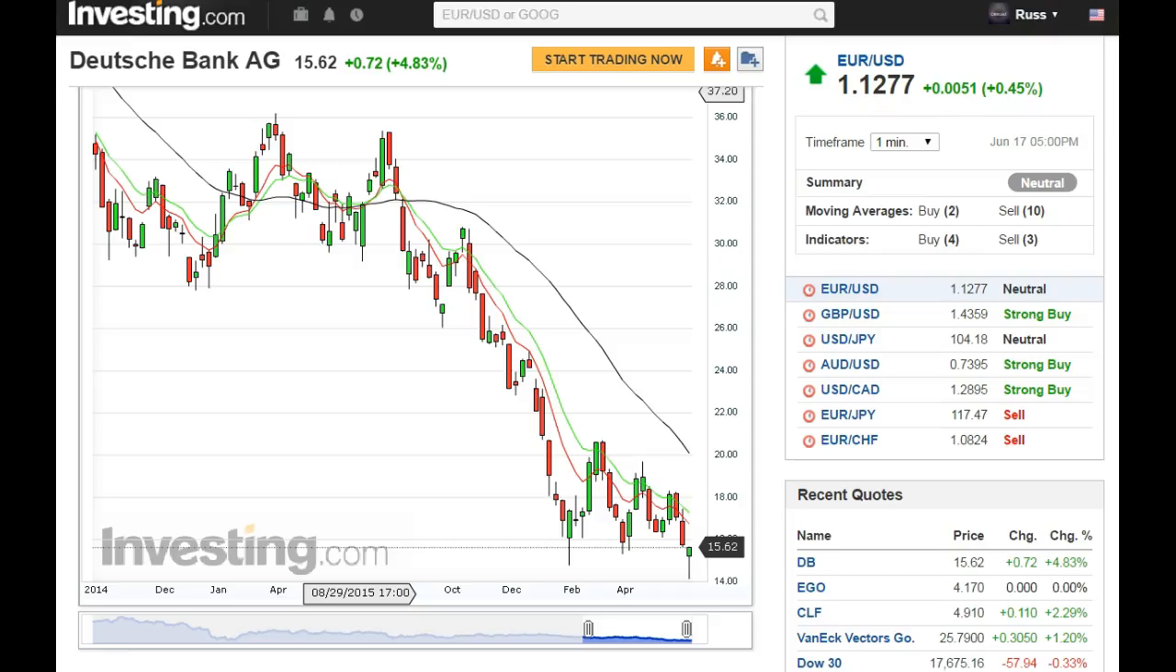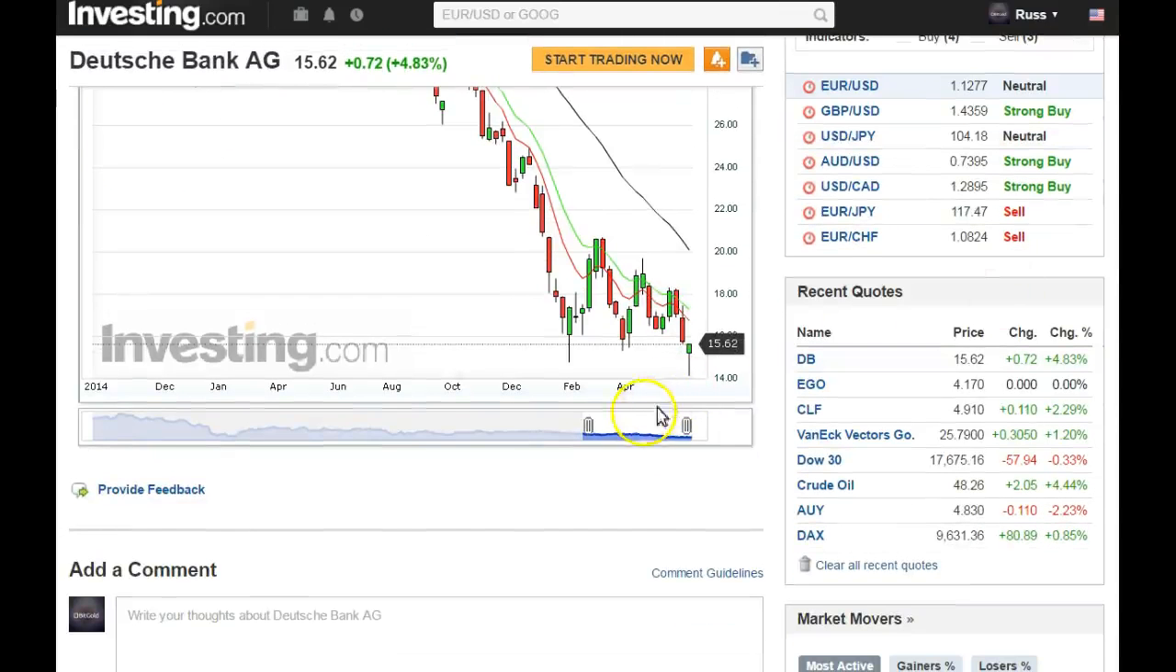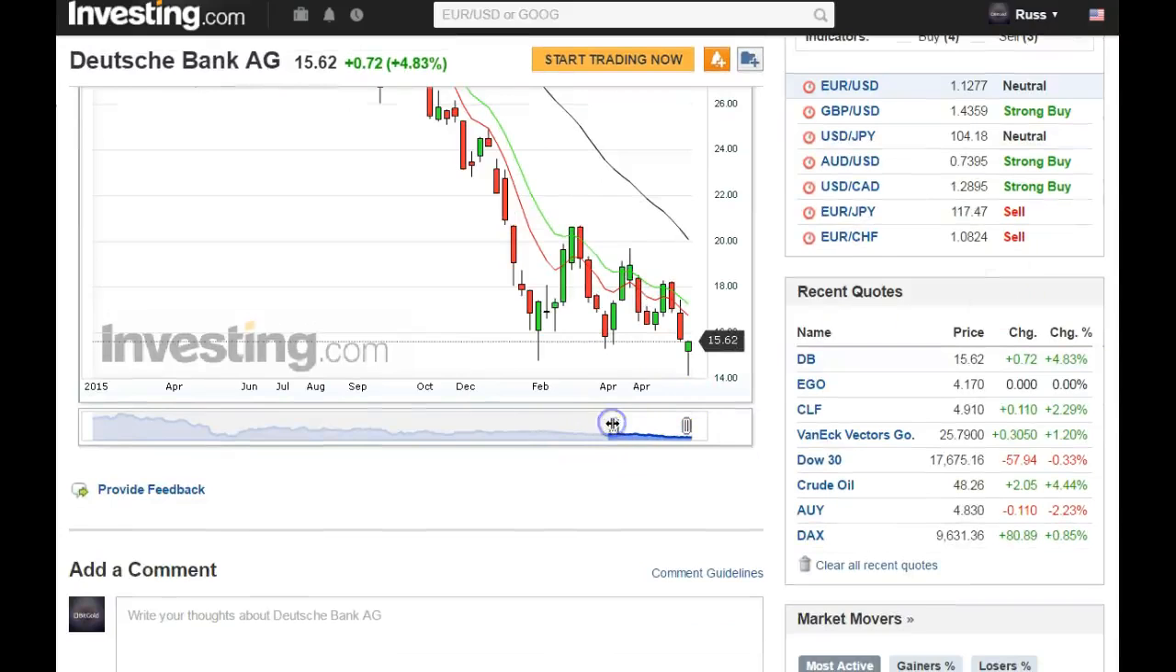Let's look at this Deutsche Bank for a second here. We got a reversal bar on a weekly chart. Or it could have been a breakdown and a bearish retracement. So we'll see how we open on Deutsche Bank.